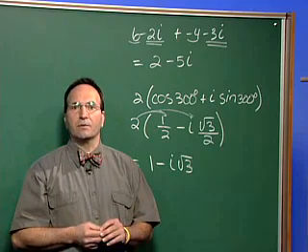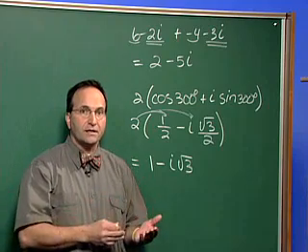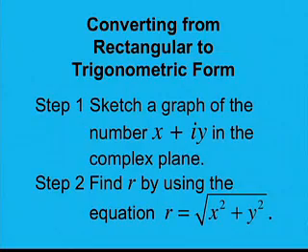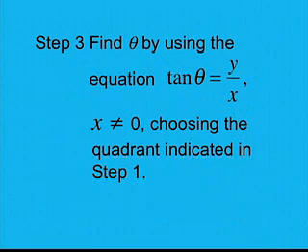Before we try a problem converting from rectangular to trigonometric form, let's look at the steps for this conversion process. Step 1, sketch a graph of the number x plus iy in the complex plane. Step 2, find r using the equation r equals the square root of x squared plus y squared. And step 3, find theta by using the equation tan theta equals y over x, where x is not equal to 0, choosing the quadrant indicated in step 1.